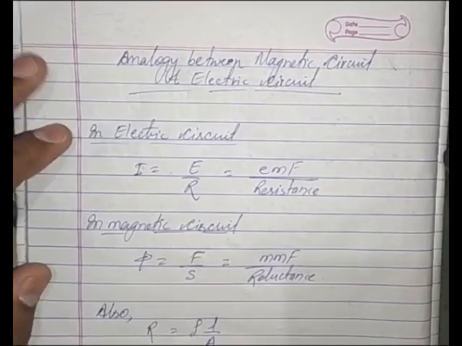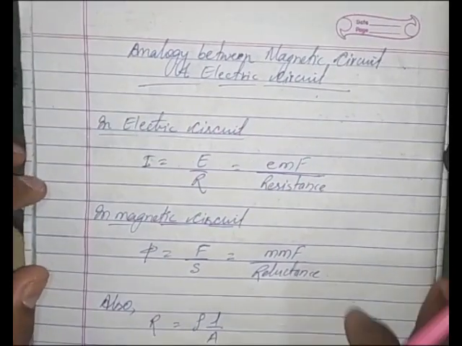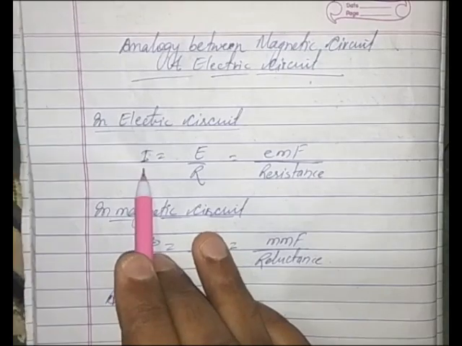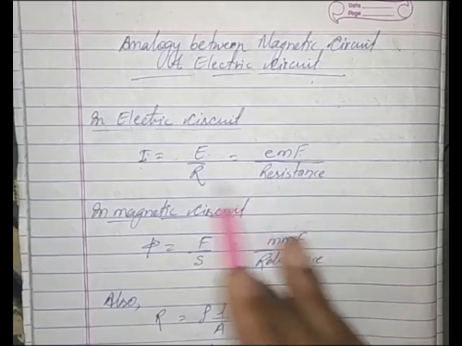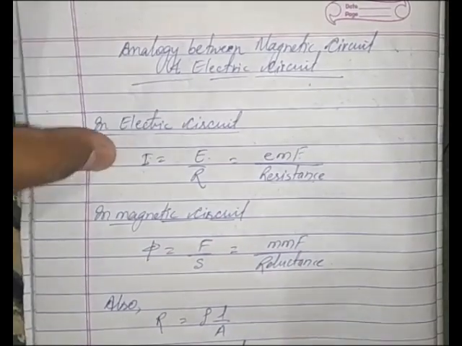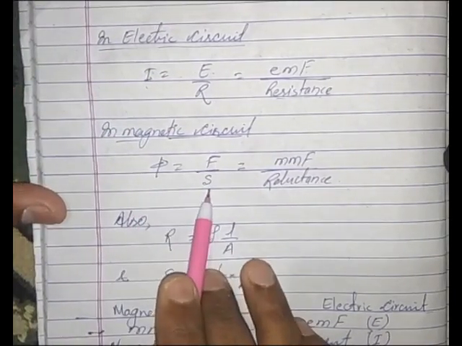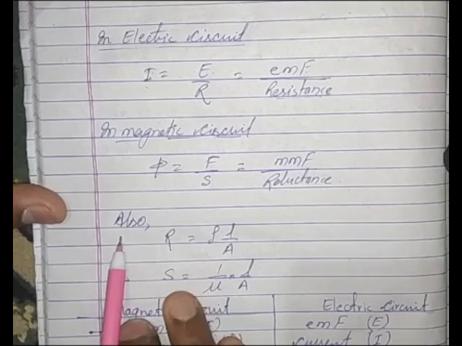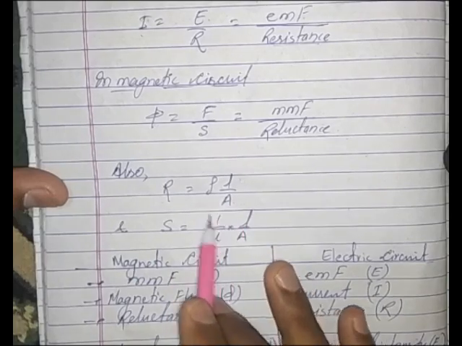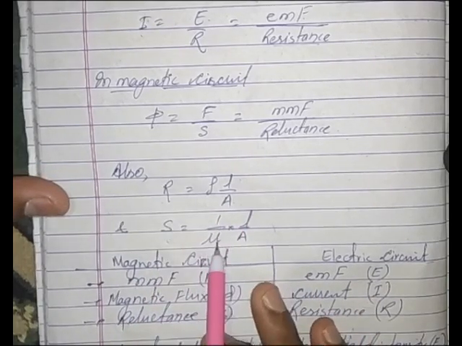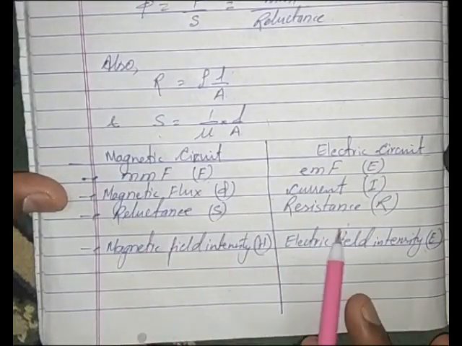So the next point that we are going to discuss in magnetic circuit is the analogy between magnetic circuit and electric circuit. In electric circuit, current is equal to E by R, where E is called EMF or voltage and R is called resistance. In a similar manner, in a magnetic circuit, flux is equal to MMF upon reluctance. Also, in electric circuit, resistance is rho L by A, which is very similar to the reluctance, which is equal to 1 upon mu times L by A. So this is the analogy between electric and magnetic circuit.